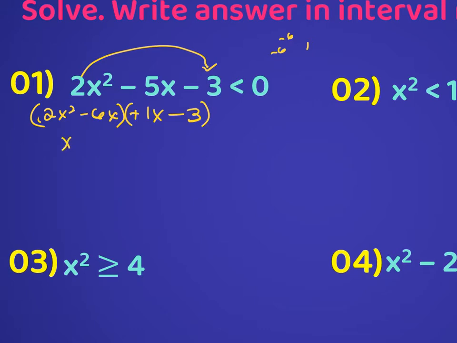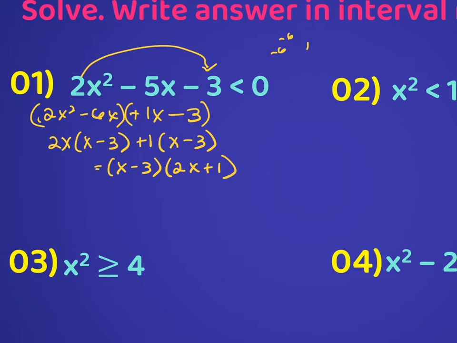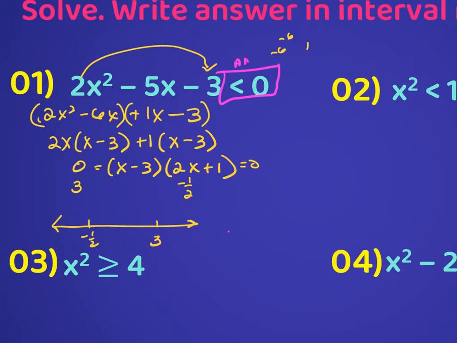And from the first set of parentheses, I can take a 2x, x minus 3. Second set of parentheses, just take out a +1, x minus 3. And I get x minus 3 and 2x plus 1. Set them each equal to 0 to get our roots, which are 3 and -1/2. Then we set up our number line, -1/2 and 3. So because from the beginning, this is a less than statement, I assume it's going to be a what? And. Good, which means shade in between.